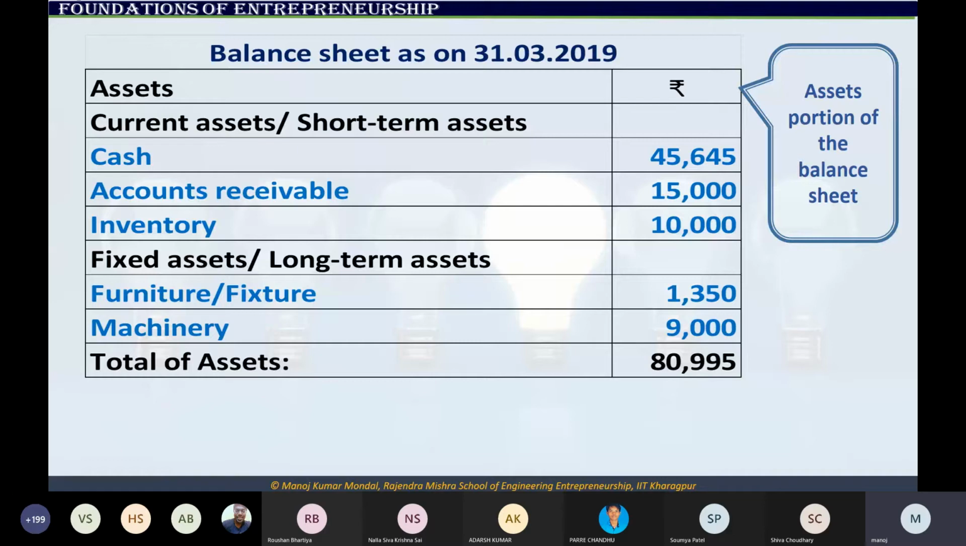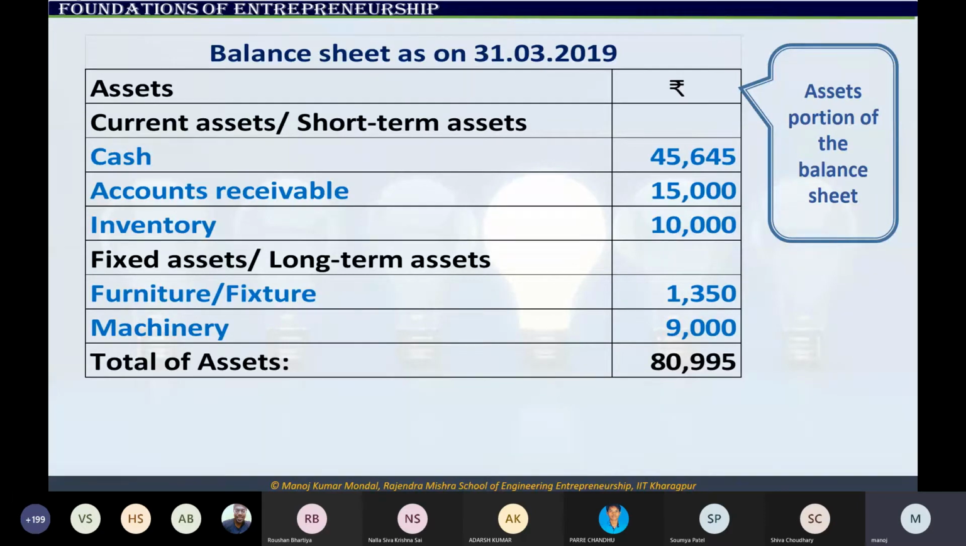First of all, we estimate the assets. What are assets? This is the format for asset. I'll give you a larger, more comprehensive format later. But for the time being, you know that when you write balance sheet, first is asset. Among assets, the first item will be the most liquid asset. Cash is the most liquid asset.